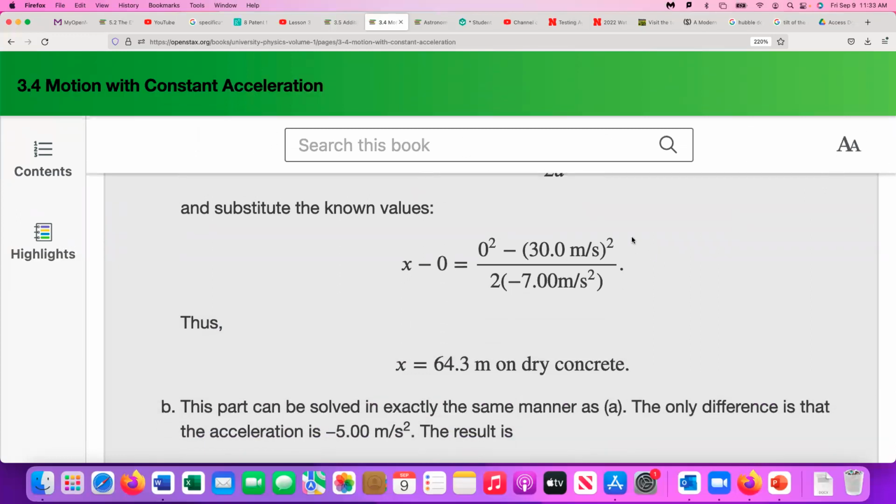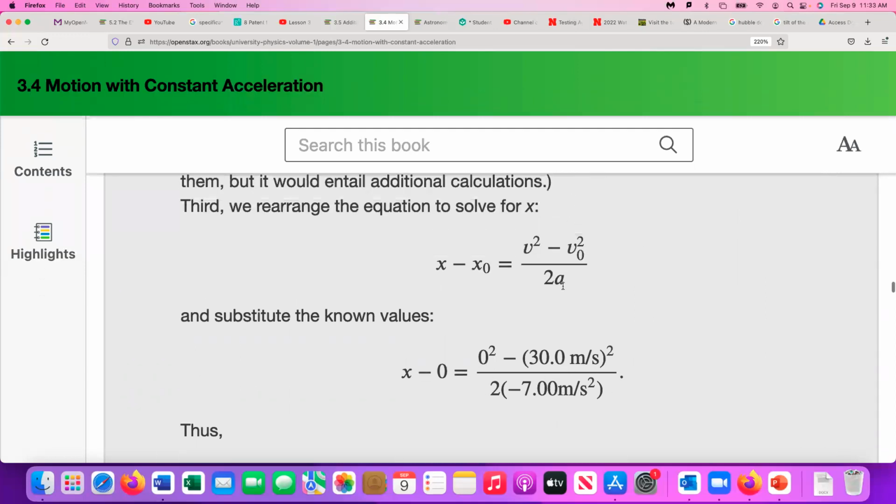So we solved this problem with dry concrete, an acceleration of 7 meters per second squared. Notice that they plug in a -7 because the car is moving in the positive direction, and it said that the acceleration is in the opposite direction, which is negative.